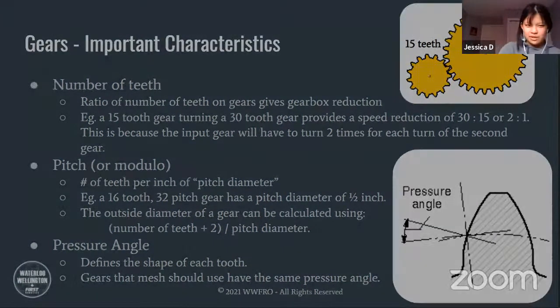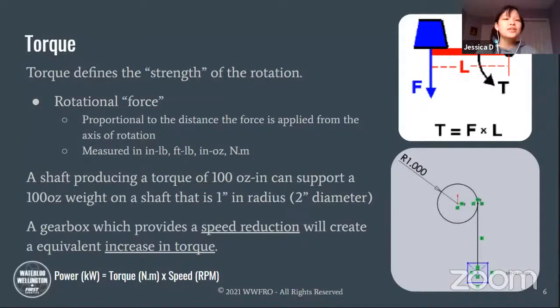All right, so like I promised, let's talk about torque. Torque defines the strength of the rotation, or you can think of it as a rotational force. In the image at the top, we have a weight, and it's bearing down on a plank connected to a point of rotation. You can measure the torque by multiplying the length of that plank and the force to get your torque.